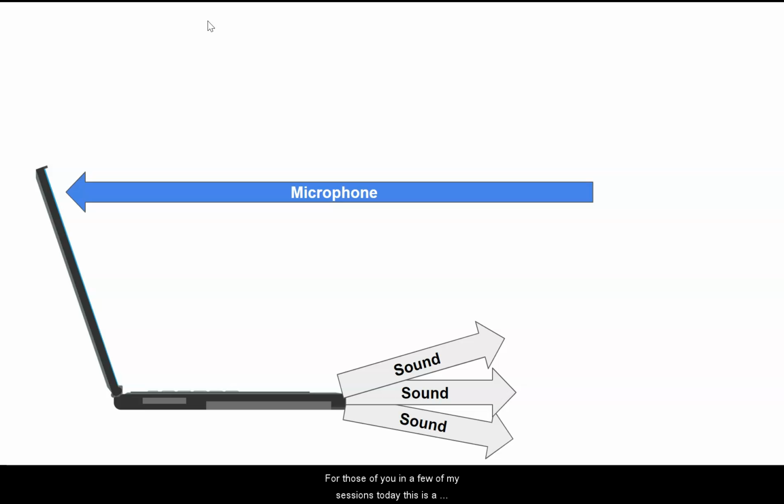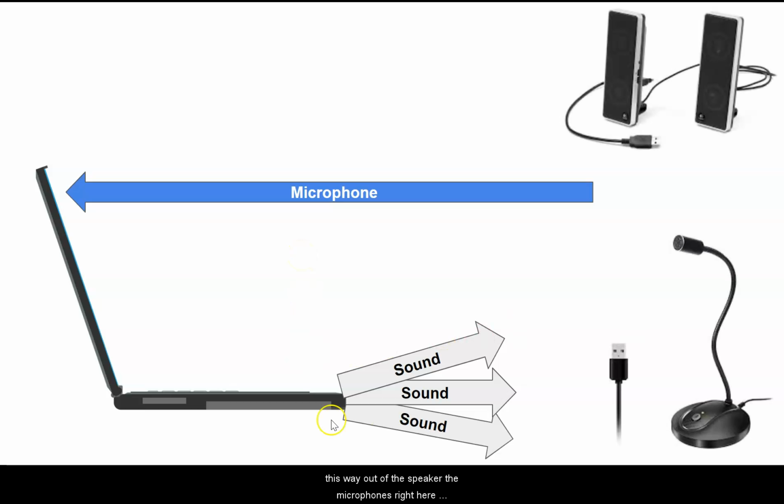For those of you that have attended a couple of my sessions today, this is a recurring slide. We keep wanting to get sound from a video or from a website where the kids can hear it on a Google Meet or on a video. If you're using Google Meet to record, the problem is that sound goes this way out of the speaker, the microphone's right here recording, and so we don't get good overlap here, and so we don't hear what's coming out of the speakers. To fix that, you need to have the microphone placed in an external mic where the sound can be picked up, or you need to have external speakers projecting into the microphone.